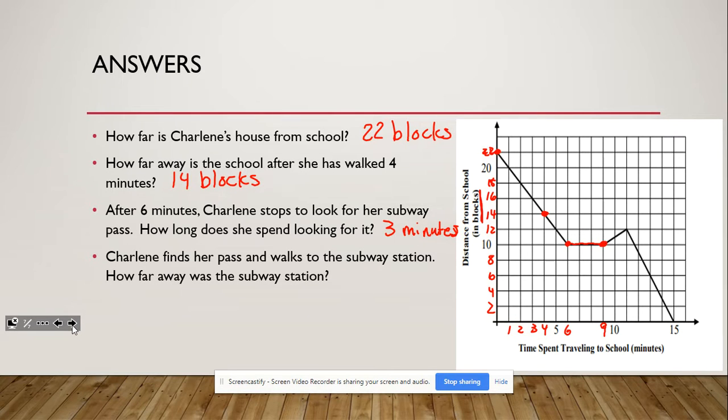Next, Charlene finds her pass and walks to the subway station. How far away was the subway station from where she was? This is where she gets on the subway right here. Now, I'm going from the 10 blocks away. Now she's 12 blocks away. The subway station was 2 blocks away. If you're wondering why she would have gone backwards, quite possibly, maybe she realized she wouldn't make it to school on time at that moment, so she decided to take the subway.